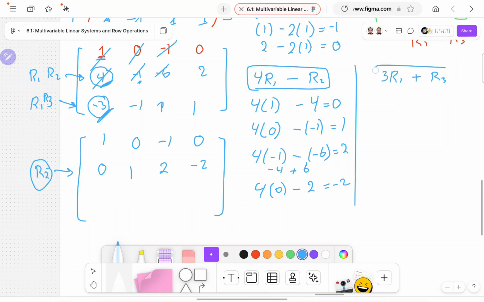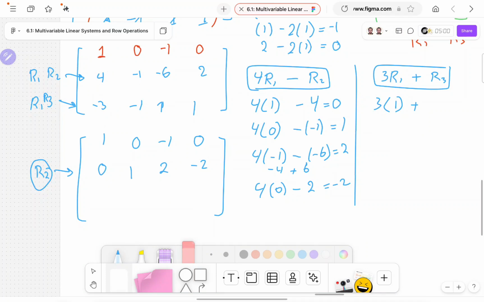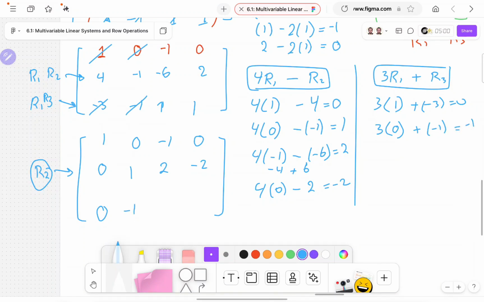Now let's find row 3 by using this rule. So 3 times row 1, which is 1. Okay, we finish from row 2. Now let's start with row 3. So 3 times 1 plus row 3, which is negative 3. So the answer is 0. Then 3 times row 1, which is 0, plus row 3, which is negative 1. So we write negative 1.